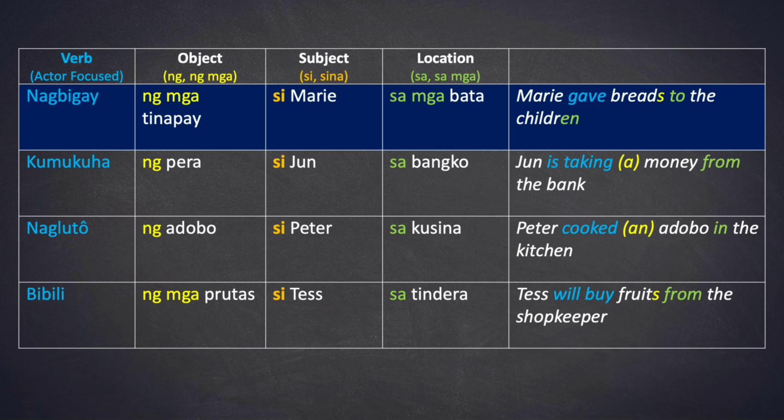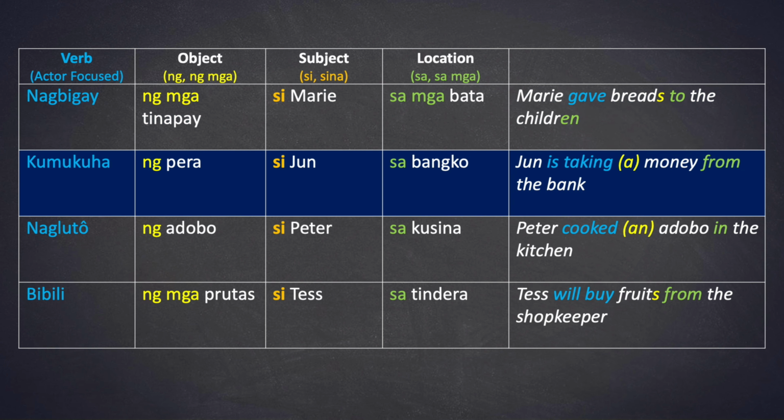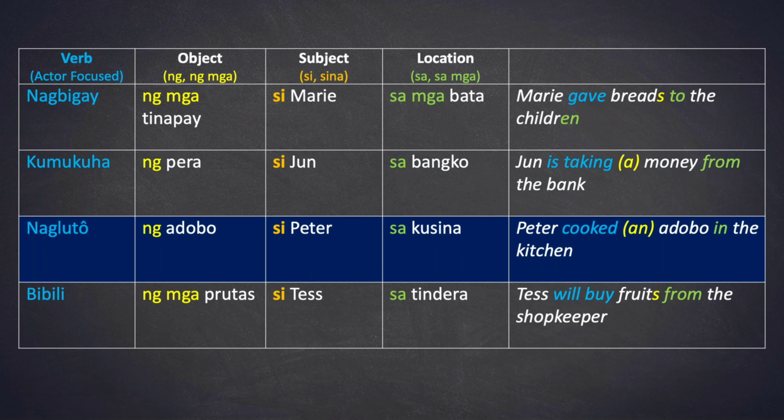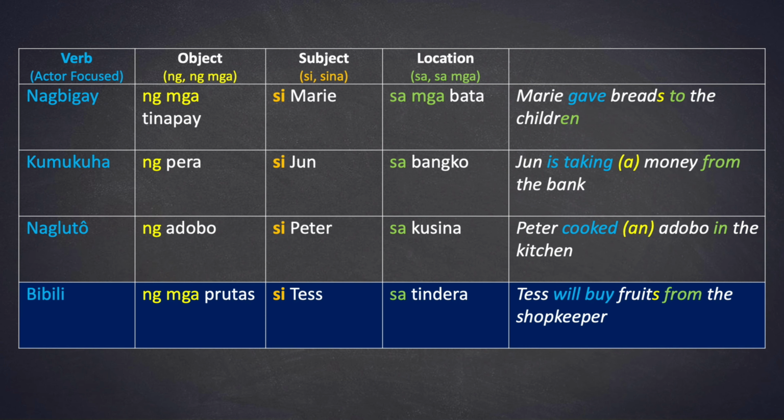Let's take a look. Nagbigay ng mga tinapay si Marie sa mga bata. Marie gave breads to the children. Kumukuha ng pera si June sa bangko. June is taking money from the bank. Nagluto ng adobo si Peter sa kusina. Peter cooked adobo in the kitchen. Bibili ng mga prutas si Tess sa tindera. Tess will buy fruits from the shopkeeper. Let's have some more examples.